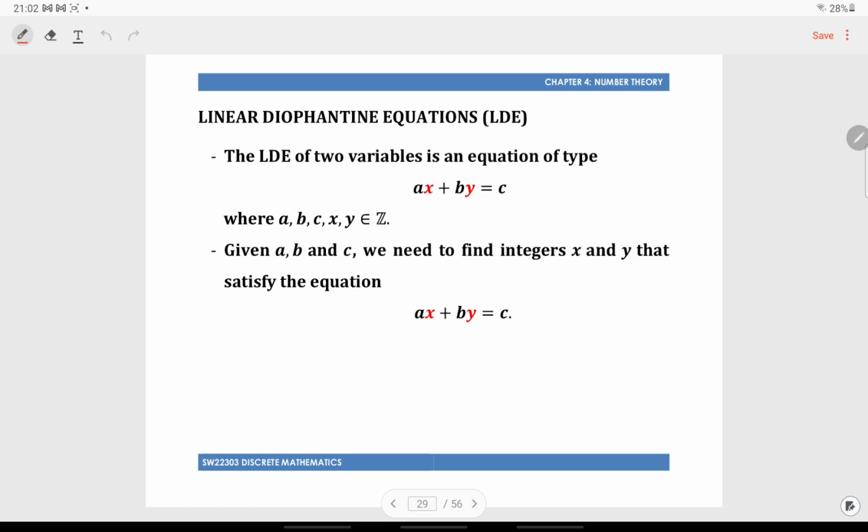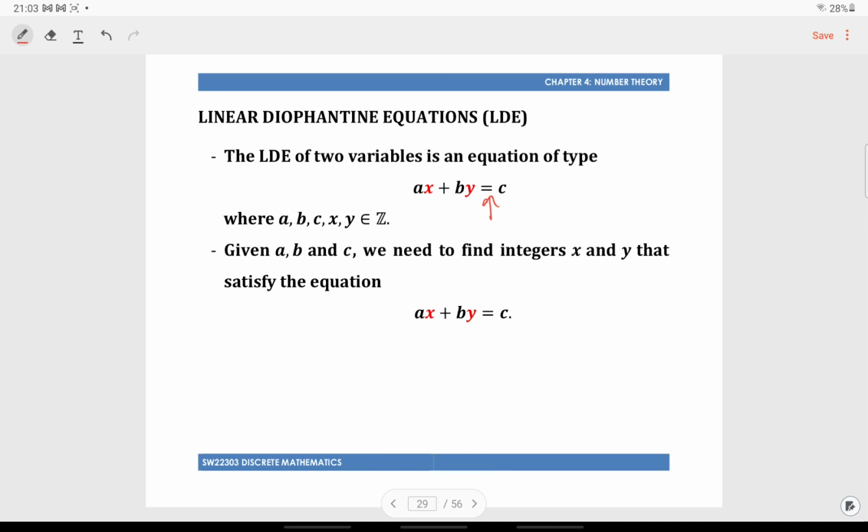Alright, next we move to the linear Diophantine equation. So what is a linear Diophantine equation? It is an equation, that means it has an equal sign. It is an equation which has two variables. The LDE, the linear Diophantine equation of two variables.